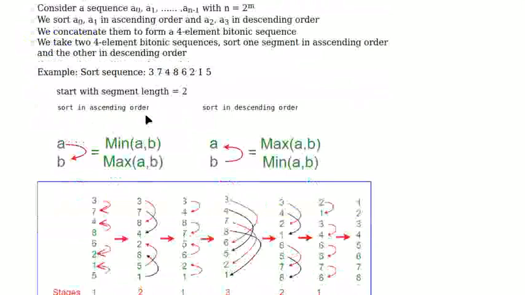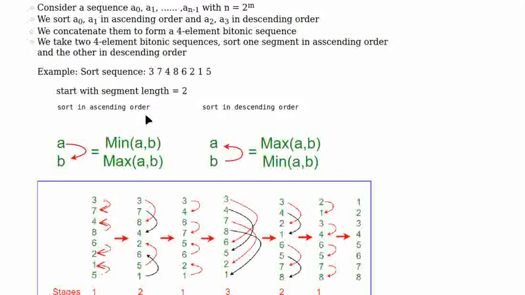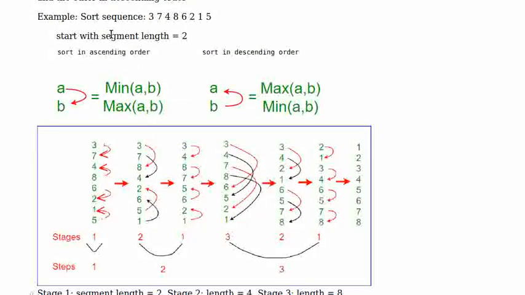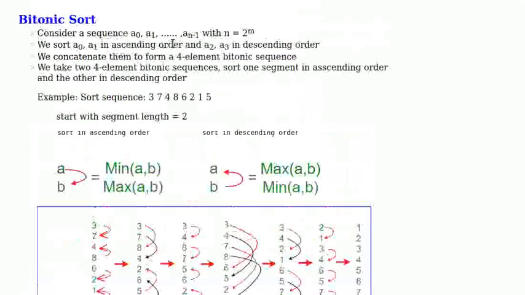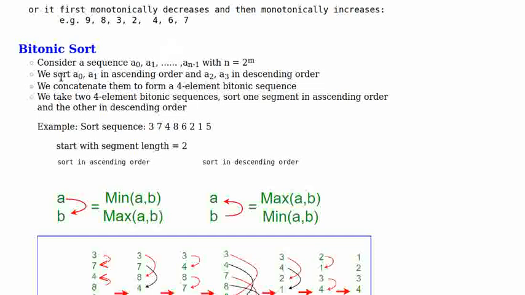To illustrate this method, let's consider a simple example. Suppose we want to sort this sequence: 3, 7, 4, 8, 6, 2, 1, 5. So we have a total of 8 elements, which is a power of 2. And we start with segment length equals 2. So we sort 2 elements at the beginning.